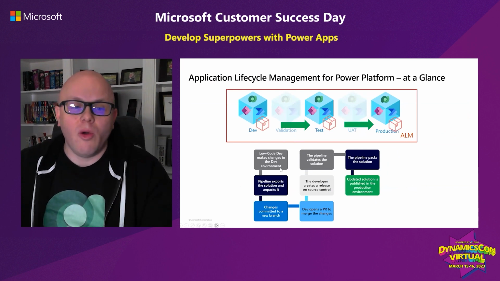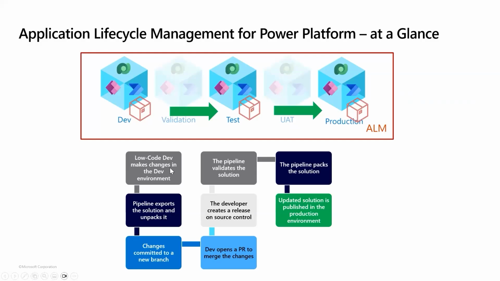Generally, at a high level, what's happening is your low-code developer might be making the majority of the changes, and they're probably doing that in a dev environment. Really, it's not just the low-code developer, though. It's every developer. You're going to make those changes in the dev, then you're going to use a pipeline to export that solution and unpack it into the next environment. Those changes will be committed to a new branch, and then the more professional dev will open a PR, which stands for pull request, to merge the changes into the next environment.